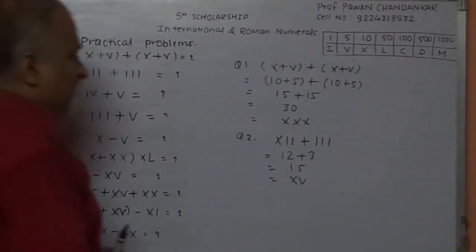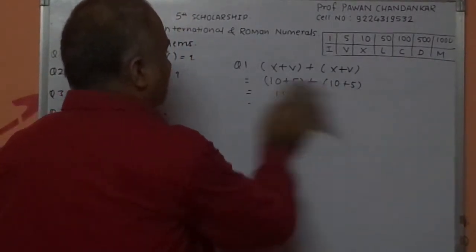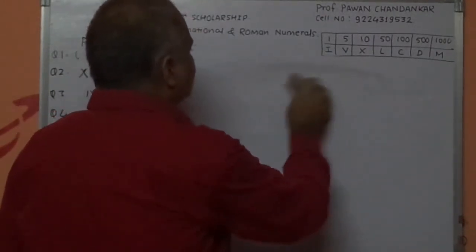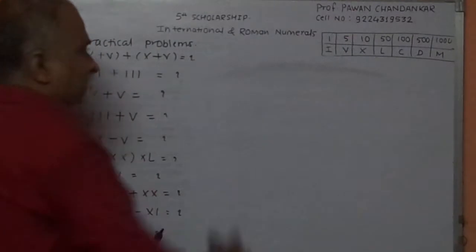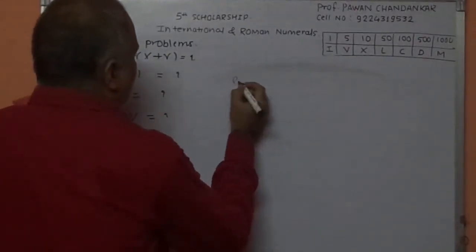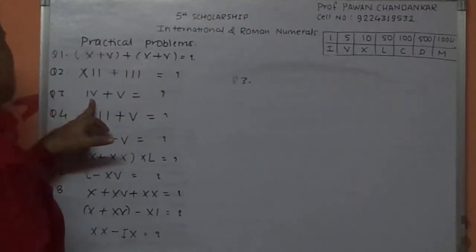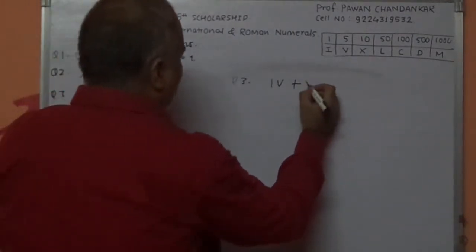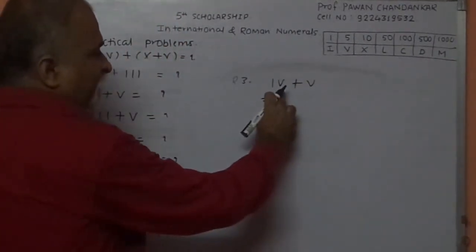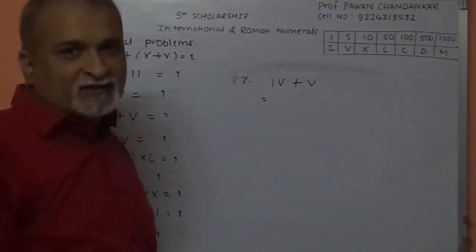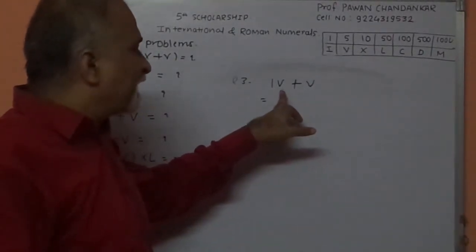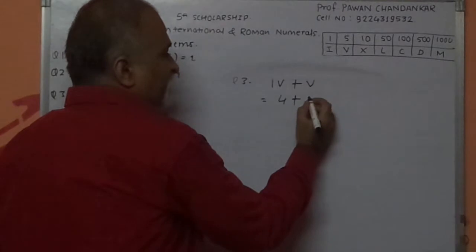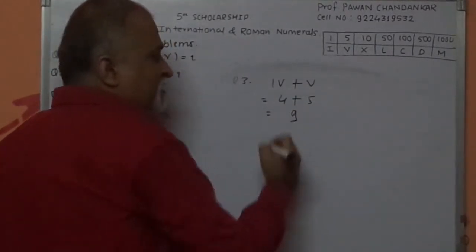Let's try to understand question number 3, students. Let me erase this particular part. Question number 3 is 4 plus 5, written as IV plus V. IV means what, students? This is 5, and on the left of 5, I is written. It indicates that 1 is to be subtracted from 5. So 5 minus 1 gives you 4. This is 4, and V is nothing but 5. So 5 plus 4 gives you, students, 9.